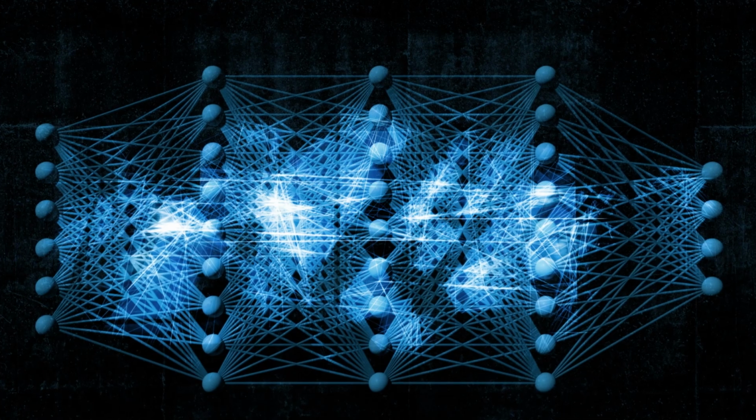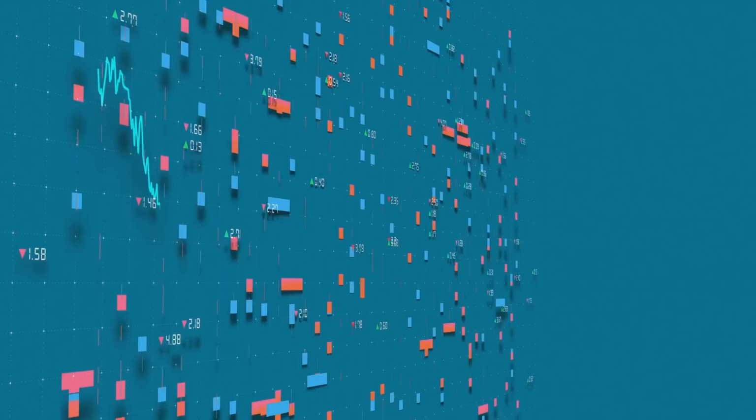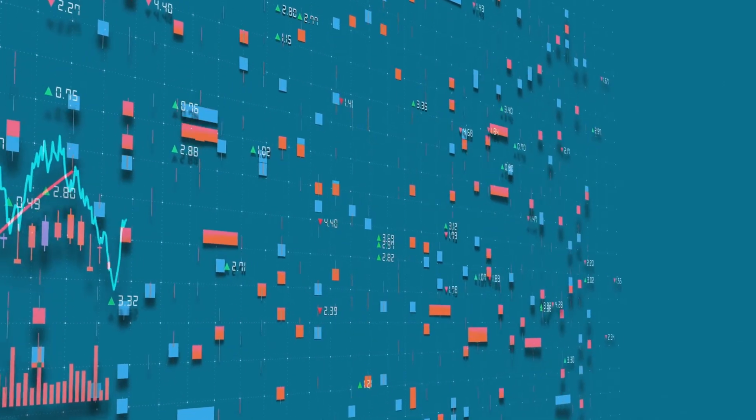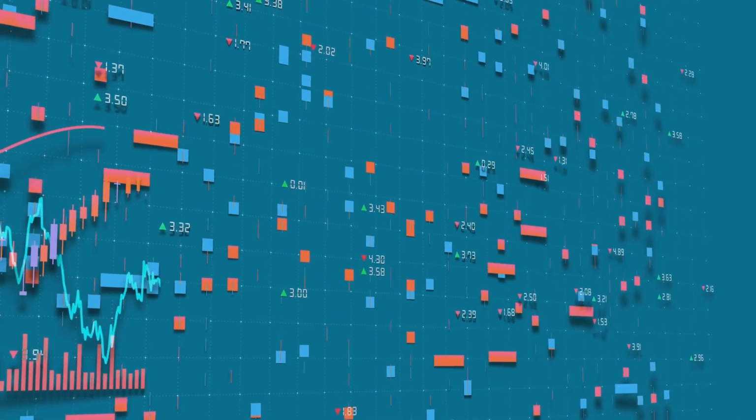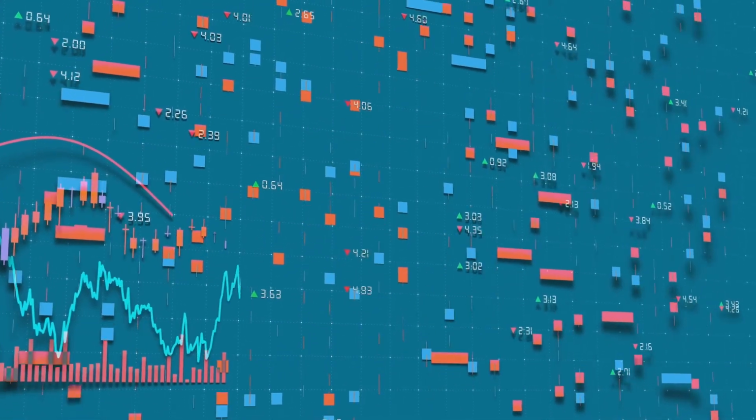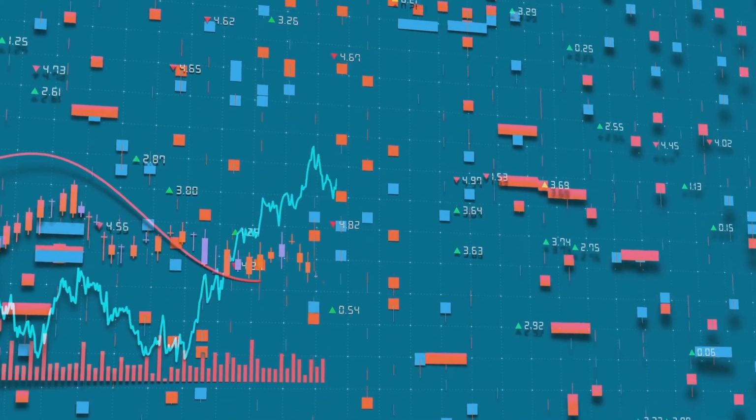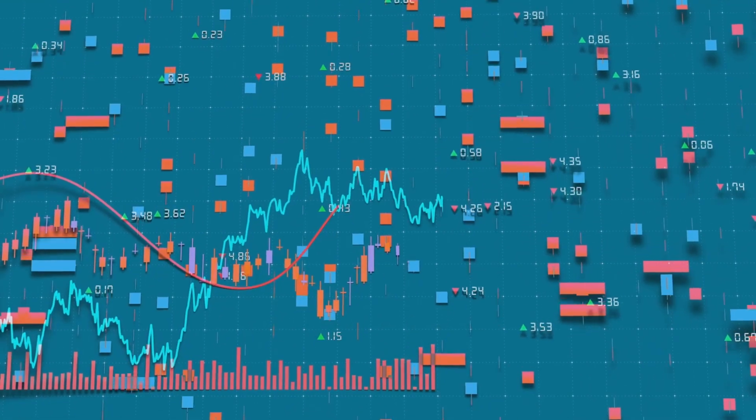Finally, we have the output layer. This is where the network gives its answer. It's the result of all the processing. In our cat example, the output layer might say, yes, this is a cat. Or no, this is not a cat.